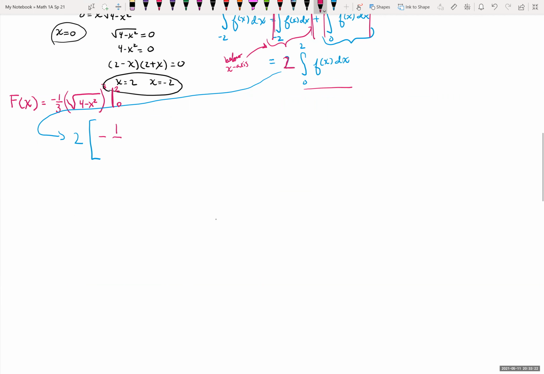So we had this 2 out front times the integral. Now plugging in our 2 value of negative 1/3 square root of 4 minus, and then we're going to plug in the 2, we're going to square it, minus negative 1/3 square root of 4 minus, now we're going to plug in our lower bound, 0 squared.